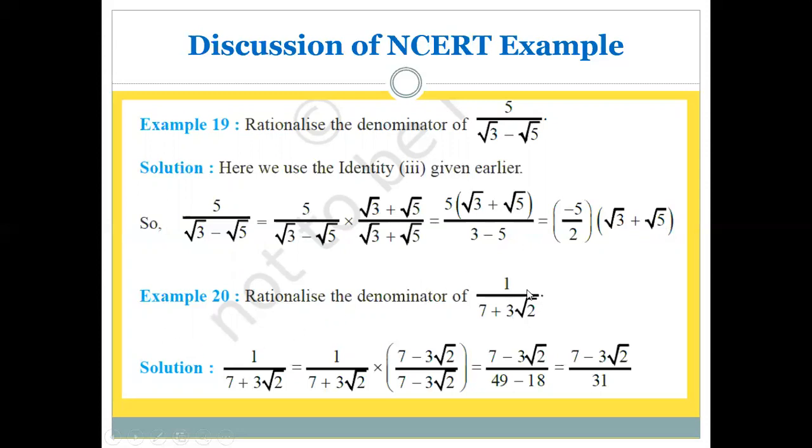Example 20, you can see again the rationalization with the denominator value 7 plus 3 root 2. We have to multiply it by taking the negative sign, 7 minus 3 root 2, and that's what we have done here, and the result we can see is 7 minus 3 root 2 upon 31. So this is what examples 19 and 20 you understood.